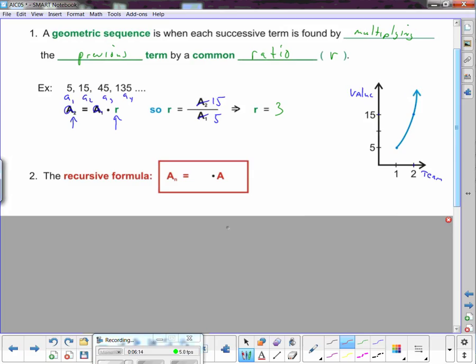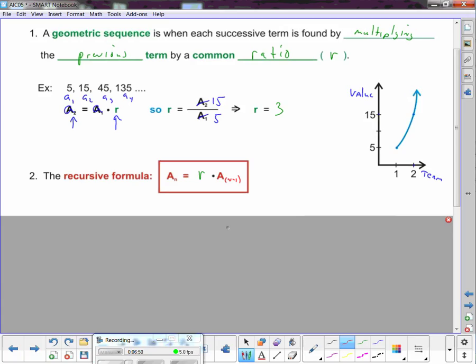Let's take a look at recursive and explicit formulas. Remember, our arithmetic sequences had a recursive formula and an explicit formula, and so do our geometric sequences. So your R goes out front in the recursive formula, and then the A here, I keep having capital letters. I guess it's your book, I don't know. And this is an n minus 1. A sub n minus 1.